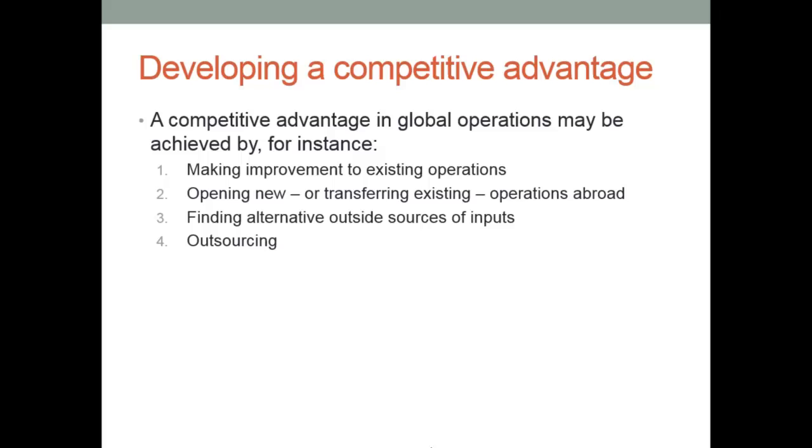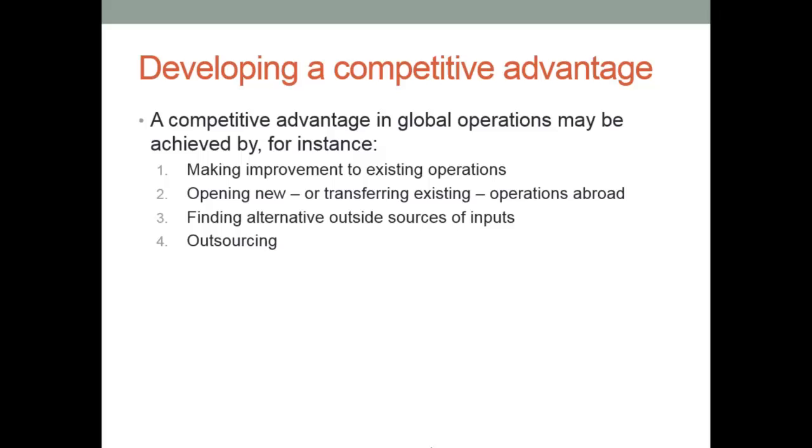Broadly speaking, a competitive advantage in global operations may be achieved by, for instance, 1. Making improvements to existing operations. For example, when you find ways to produce at a faster rate. 2. Opening new or transferring existing operations abroad. This is when you move production to foreign locations where labor costs are lower. 3. Finding alternative outside sources of inputs. So when you, for example, find a supplier that sells the same component you need, but at a lower cost.